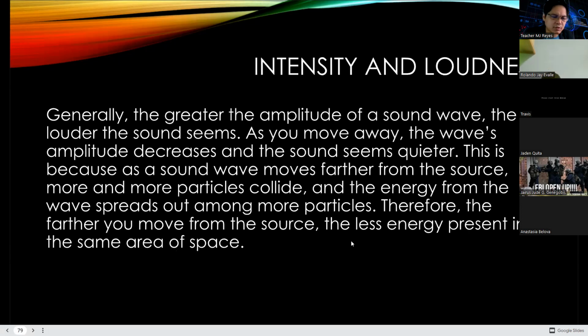Intensity and loudness. What's with the intensity and loudness? Do you have any questions so far? Are you still with me? Yes. Okay.